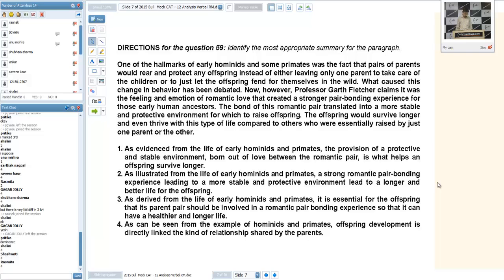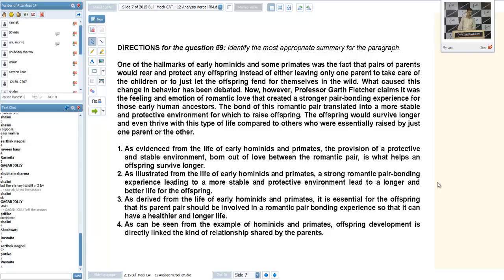Yes, guys, the answer to this is again. The first is very funny. It says that born out of a love between a romantic pair. Earlier they were romantic and love existed. Now we are talking about parenting, not about what happened earlier. Third says, as derived from the life of early human primate, it is essential for the offspring that the parent pair should be involved in. It is not that they should be involved. It happened. It existed at that time. That's what the passage is saying. Third is rejected because of this.